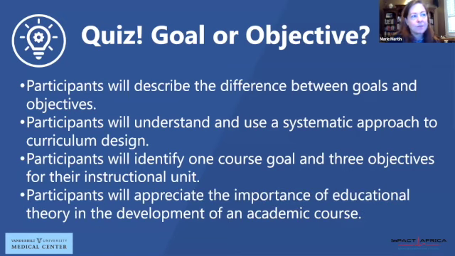Great. And the last one, participants will appreciate the importance of educational theory in the development of an academic course. Dr. Hinnock. This is a goal because this is not measurable. It is a broad topic. It should be taught over some time, and it is kind of specific, but it's not measurable. It will take some time to accomplish this goal. Fantastic. So you all get an A+ for this quiz. Great job. You're exactly right.